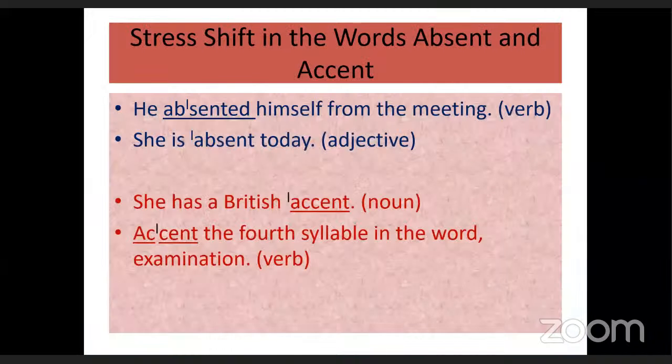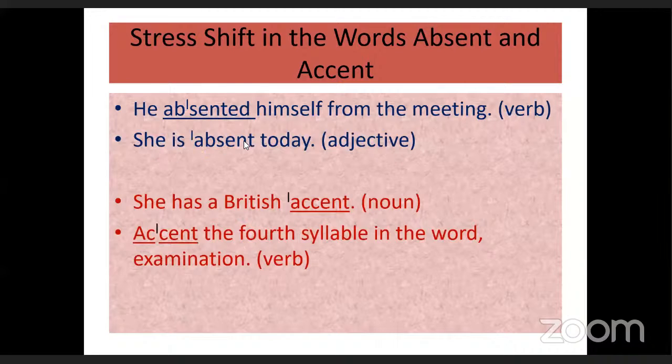Now, I have used those words in sentences for you to understand how the word functions as a verb or as an adjective or as a noun. The first one is the word absent. And in this sentence, the word functions as a verb. And so he absented himself from the meeting. The stress is on the second syllable.